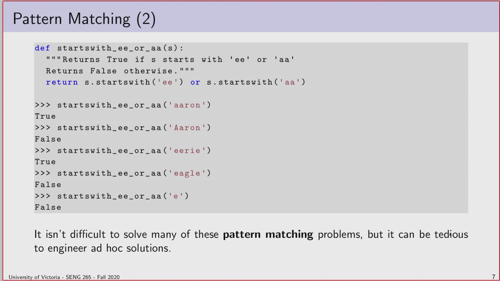So, does the string start with two E's or two A's? Here's a function I might use for that. Starts with EE or AA. Well, there's this method that's defined on string objects that tells you yes or no, does the string start with particular characters? So I'll just use that. Does the string start with EE or does the string start with AA? Done. Pattern matched. Okay. And here's some examples just to prove my point.